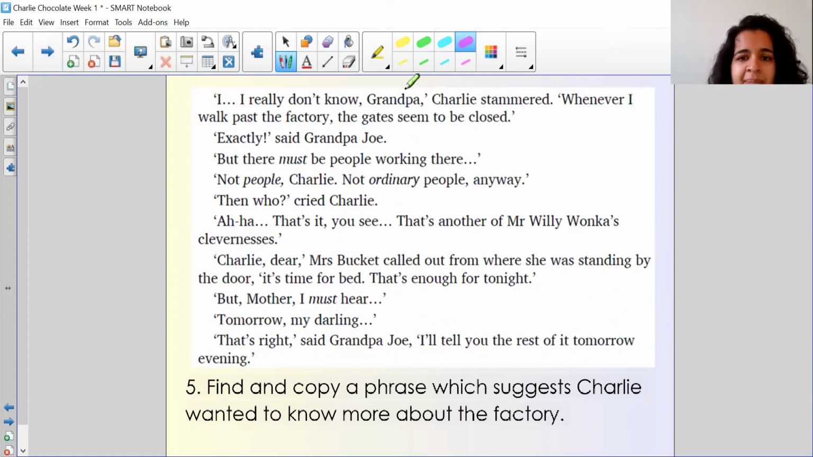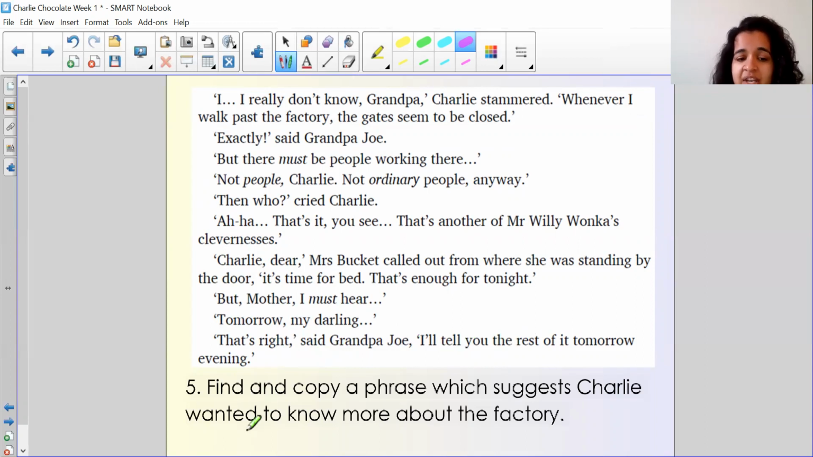I really don't know, Grandpa, stammered Charlie. Whenever I walk past the factory, the gates seem to be closed. Exactly, said Grandpa Joe. But there must be people working there. Not people, Charlie. Not ordinary people, anyway. Then who? cried Charlie. Aha! That's it, you see. That's another of Mr. Willy Wonka's clevernesses. Charlie, dear, Mrs. Bucket called out from where she was standing by the door. It's time for bed. That's enough for tonight. But, Mother, I must hear. Tomorrow, my darling. That's right, said Grandpa Joe. I'll tell you the rest of it tomorrow evening.